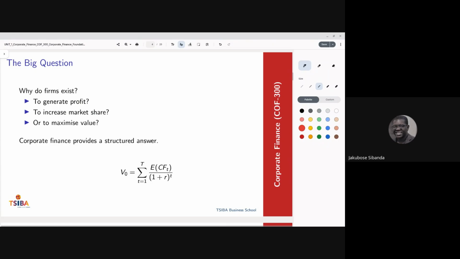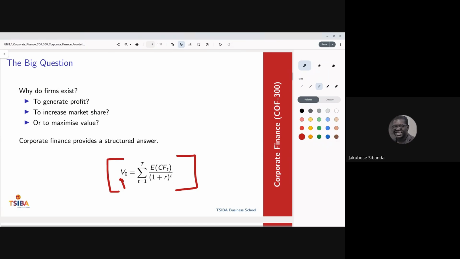Corporate finance does provide a structured answer for this. I'm sure we saw this in the previous slide. This is still the same thing. What is this? This is value, which comes from the discounted future expected cash flows. So it means corporate finance is saying the right answer is to maximize the value, but not to generate profit.